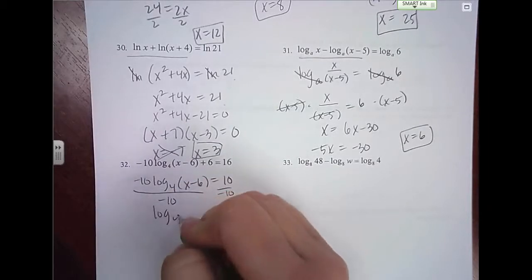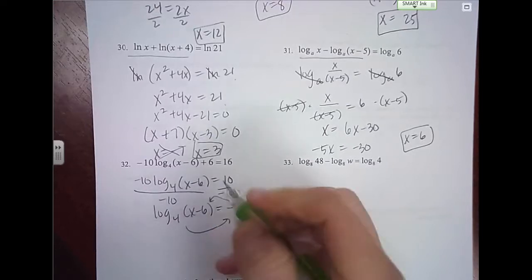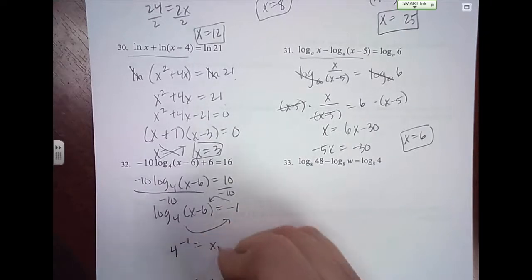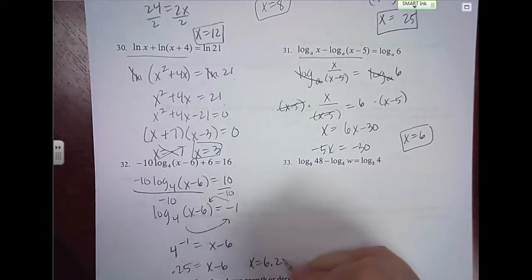So log 4 x minus 6 equals -1. So 4 to the -1 equals x minus 6. 4 to the -1 power is 0.25. And add 6, we get 6.25.